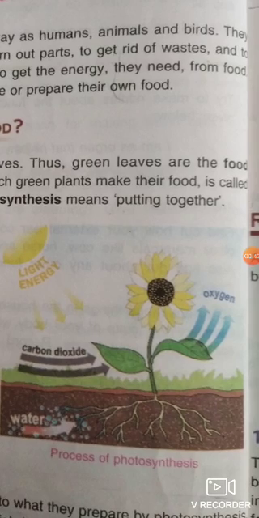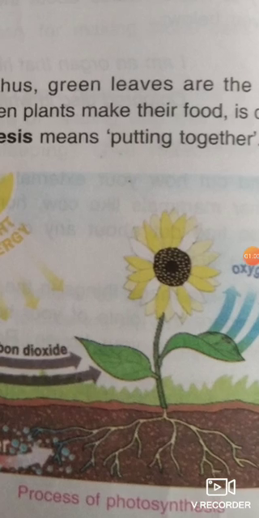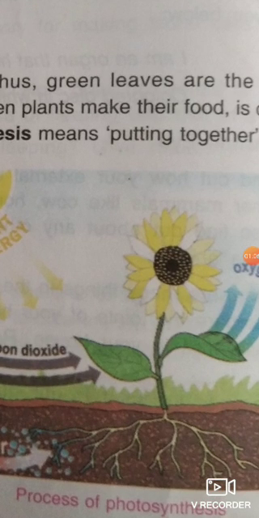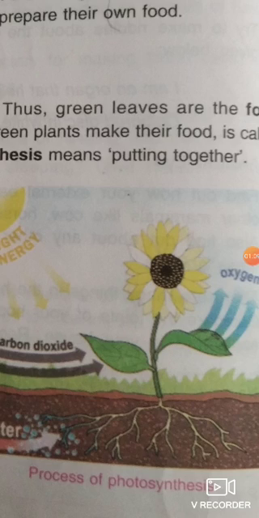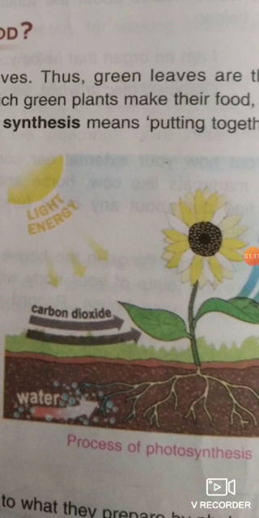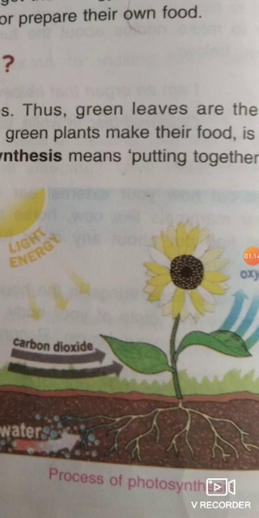Now see, this is the diagram. This diagram shows the process of photosynthesis. In this, light energy is used, which we get from the sun, and carbon dioxide is there, and water is from the soil, and chlorophyll is a pigment which is green in color, that is present in green leaves. Here, in presence of sunlight, green leaves make food for the plant by using carbon dioxide and water.